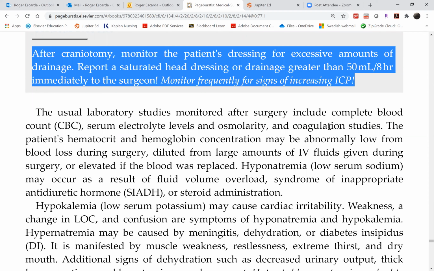And then the whole time, on top of the SIADH that may develop, the patient also, this is common among head injury patients, we don't really know why, experiences what's called a salt wasting syndrome. The patient experiences hyponatremia, which is not good because what will happen to the cerebral edema if you have hyponatremia?